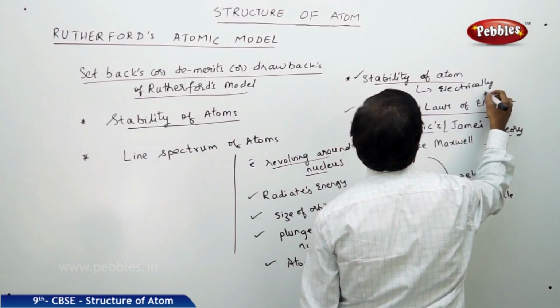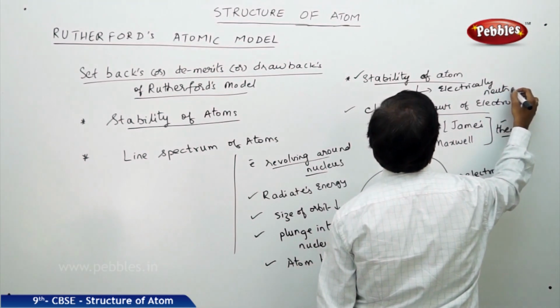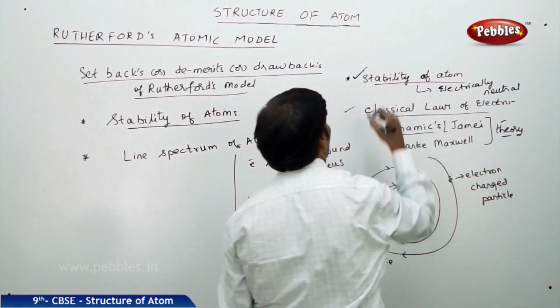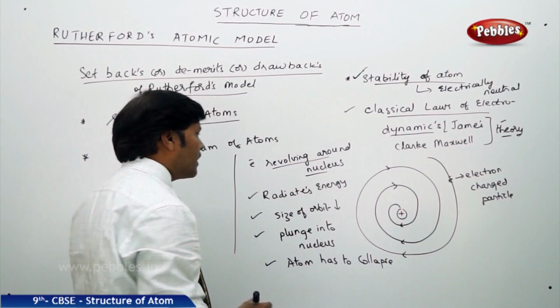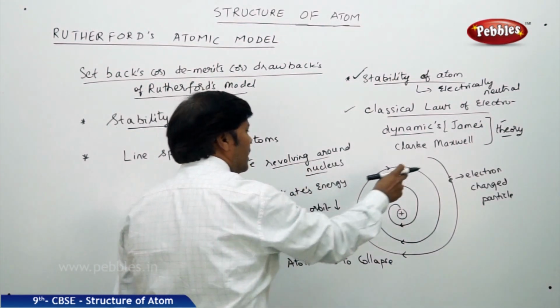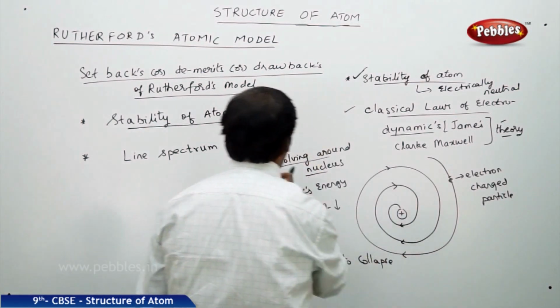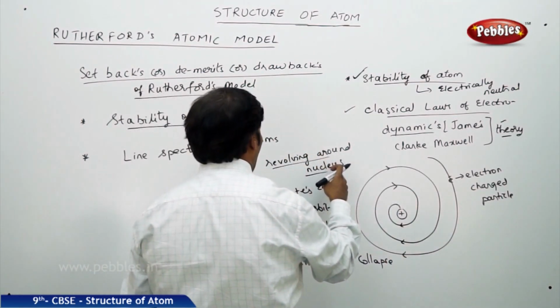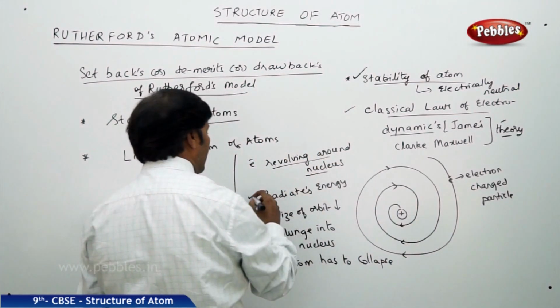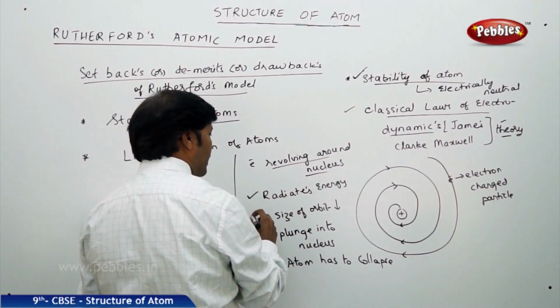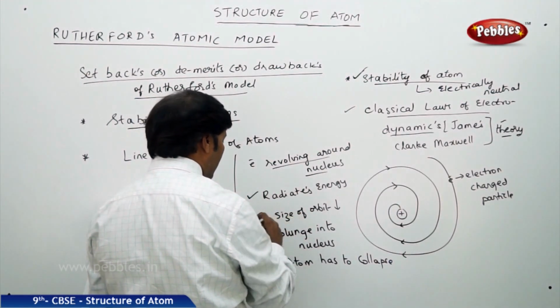Atom is electrically neutral, we say. When we say atom is electrically neutral, it is satisfying the condition of stability. When it is satisfying the condition of stability, then we have to understand that the electron is revolving around the positively charged nucleus in the circular path continuously. This revolving electron around the nucleus has to radiate energy continuously. When it is radiating energy continuously, it has to come closer to the nucleus.